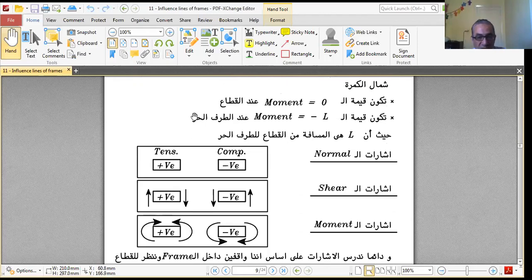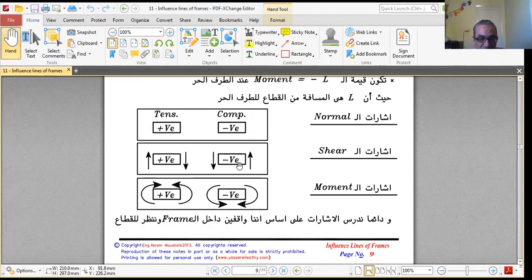For the normal force, tension is positive and compression is negative. Shear is positive left up and right down, negative left down and right up. Signs for moment, we just review what we know already: positive sign when the tail of the moment is below, and negative when the tail is above.